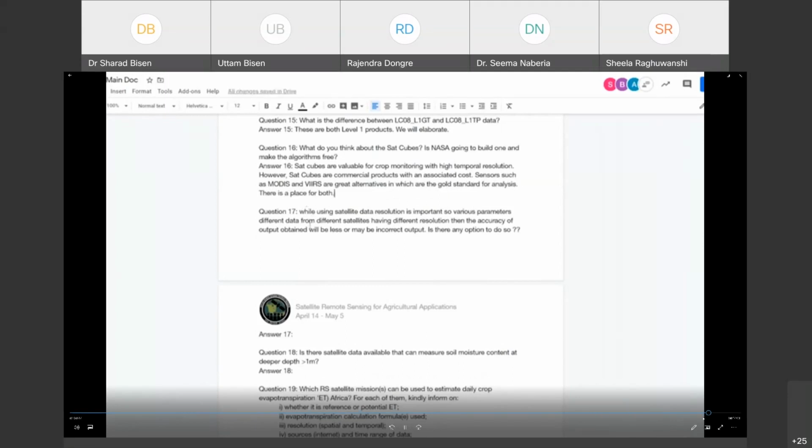So is NASA going to build one and make the algorithms free? I don't know specifically for vegetation or agricultural monitoring, but that could be the case in the future, and I'm not exactly sure.